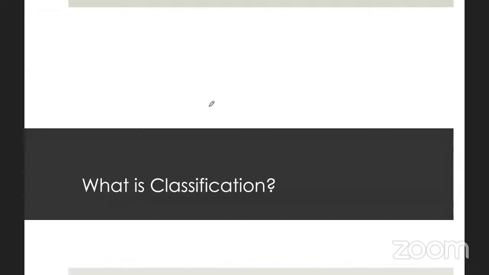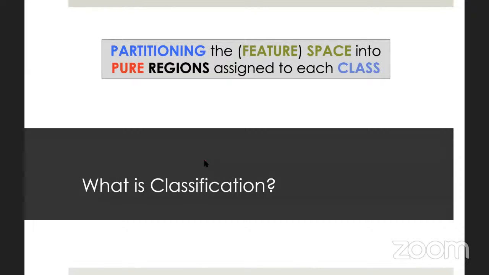All right, so let us continue our discussion. Right, now coming to classification. Let us understand what we mean by classification. What's the formal definition of classification? Partition the feature space into pure regions assigned to each class. Right? Some words are there, some jargon.